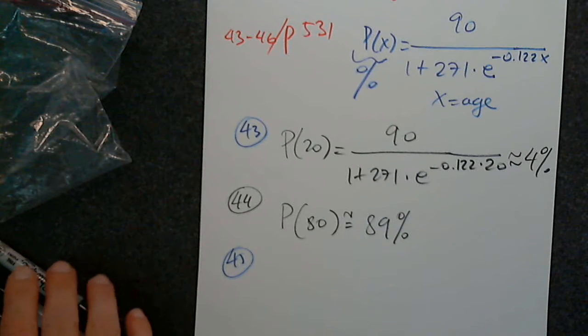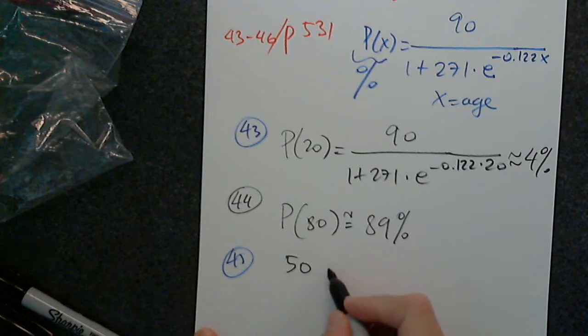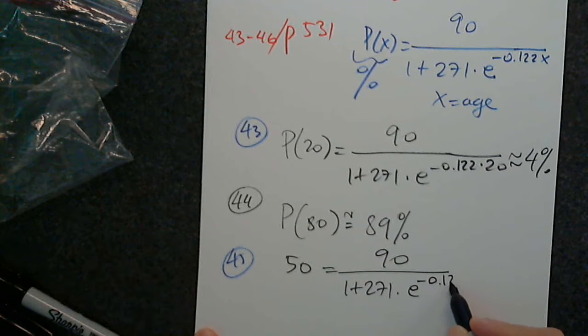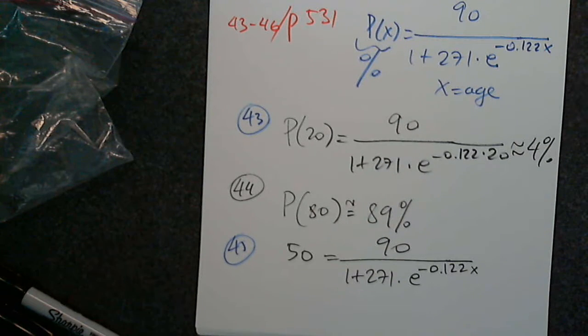So what am I going to do next? Say it again. Which one? 50 equals 90 divided by 1 plus 271 e to negative 0.122x. When you put 50 there, x is the unknown. We don't know the age group for which the percentage is 50. In the previous two examples, we were given x, and we were asked to find the percentage. Here, we're given the percentage, and we're asked to find x.